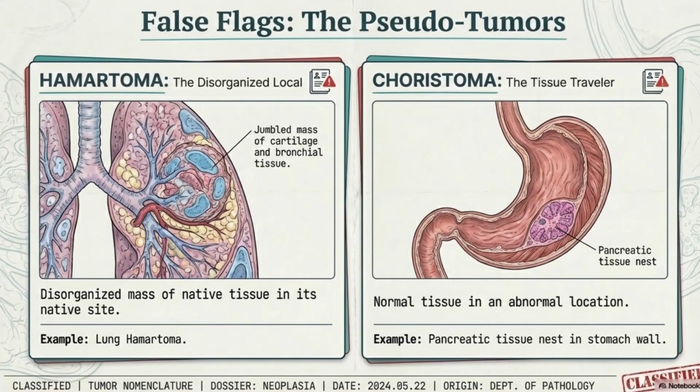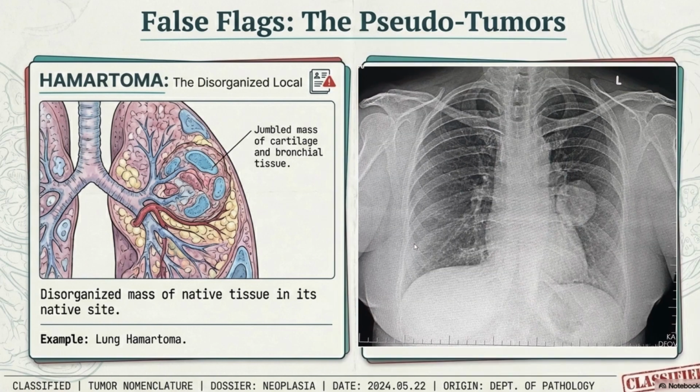Don't get confused by these pseudotumors. Hamartoma, a disorganized mass of native tissue in its native site. For example, a lung hamartoma with cartilage and bronchial tissue. It's benign but looks scary on an X-ray.